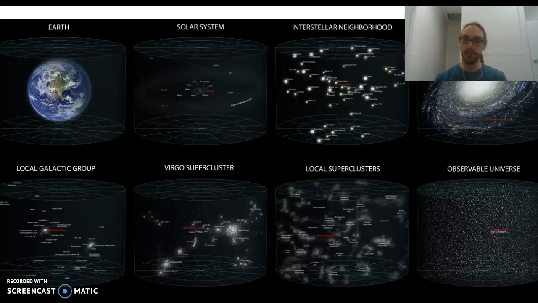So here's just showing you how enormously large the universe is. Here's Earth right here. We're in our solar system. Here's the sun. Here's all of our planets in this solar system.